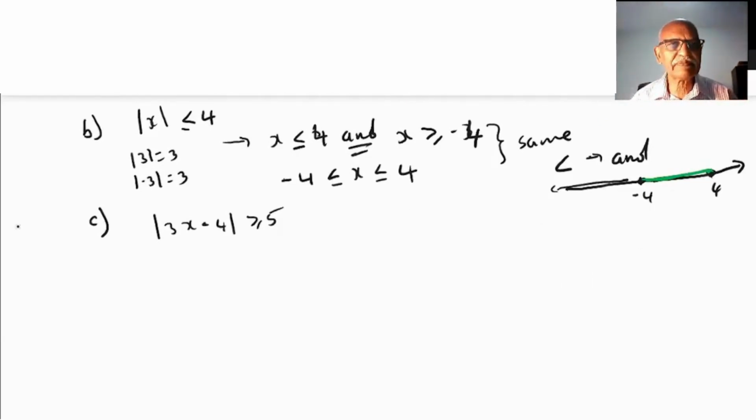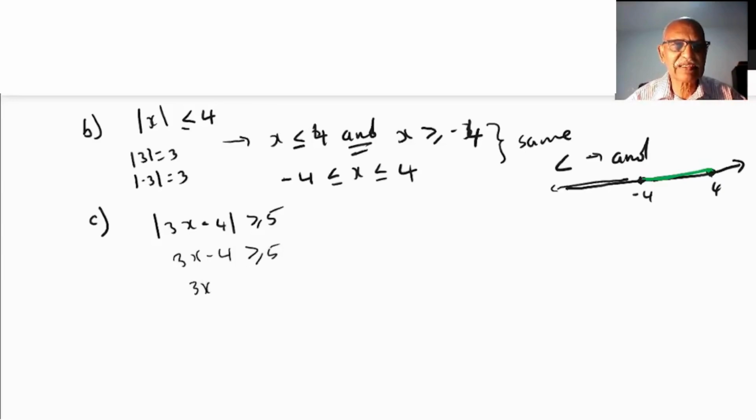3x minus 4, I write it as it is, greater than or equal to 5. And I solve this one here. 3x greater than or equal to 9. X is greater than or equal to 3.